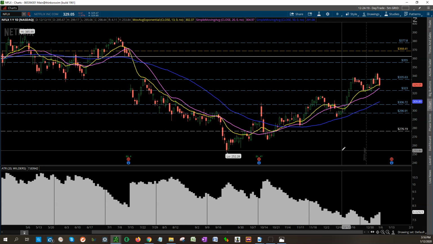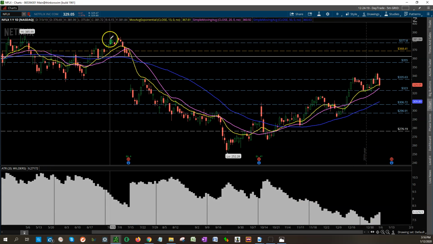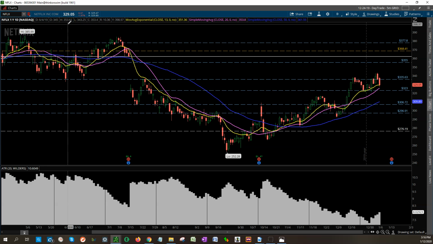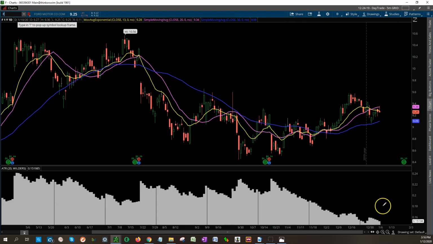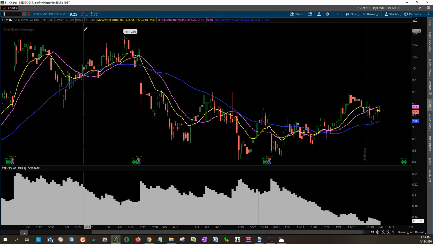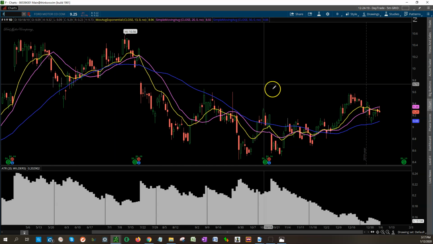So let's see what else we could talk about. Okay, let's talk about the ATR. We want to look at ATR in terms of the actual price of the stock. So is an $8 move on a $329 stock good? That's pretty good, to be honest with you, okay? And then if you look at Ford, I'm going to go back to Ford again. Is a 15-cent move good for a $9.25 stock? Yeah, it's really good. But what you want to look at is the percentages.